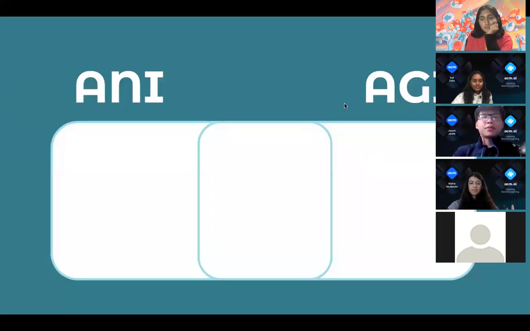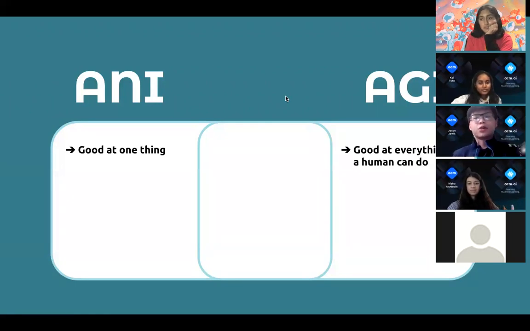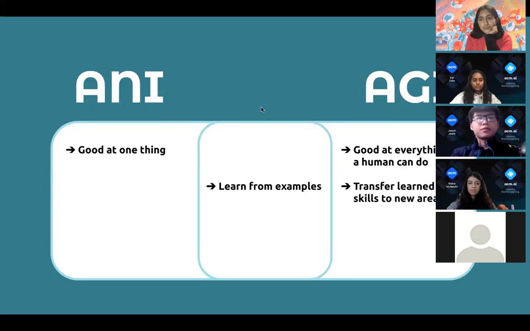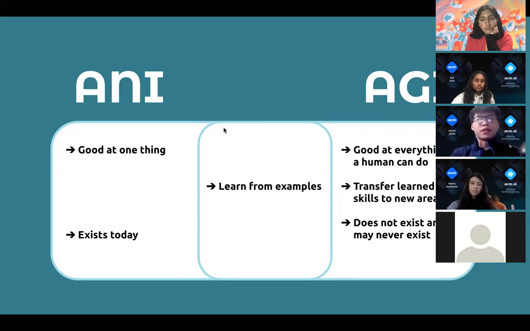So to quickly recap some of the differences between ANI and AGI and how they might be similar, ANI is good at one thing, whereas AGI is good at pretty much everything a human can do. Both types of artificial intelligence learn from examples. AGI can transfer the skills it learns to new areas. So it, again, is a general intelligence, meaning what it learns in one area might be applicable to another area, and it can figure that out. And ANI exists today, but AGI does not exist and may never exist. And that should have clued you into that, because both of the examples of AGI we showed were from movies. They're not quite real yet.